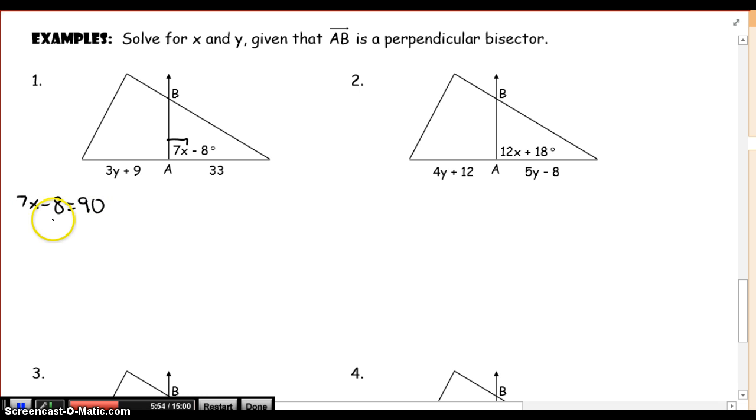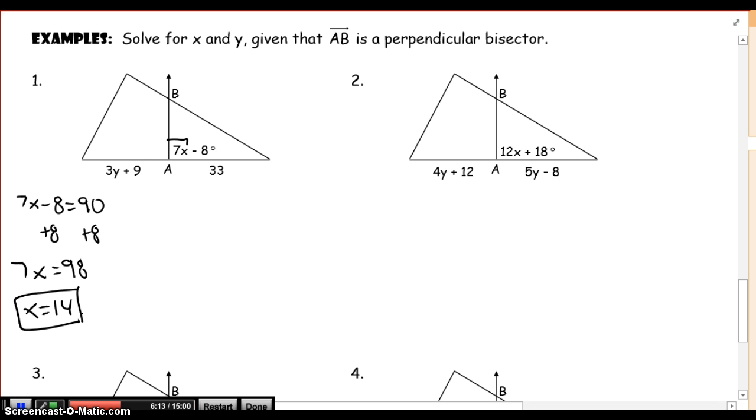Then again, let's just solve. Add 8 over to 90, and I get 7x equals 98. And then when I divide, x equals 14. Hooray! Nothing too bad right there.